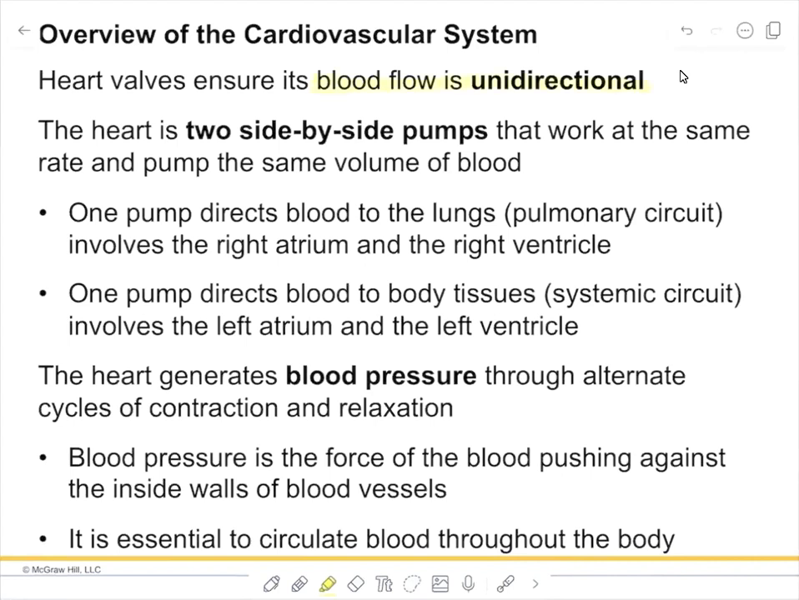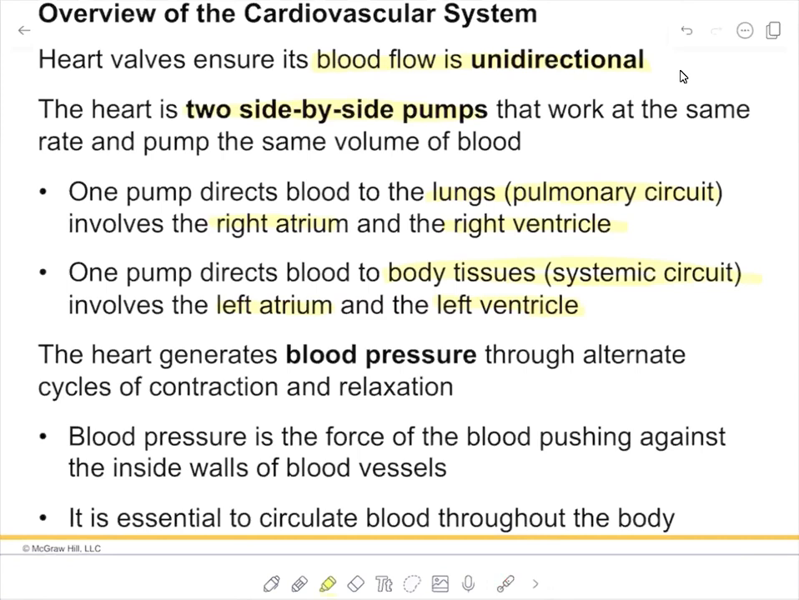The heart itself is what we call a dual pump, so it has two side-by-side pumps, and the right side of the heart is going to be responsible for the pulmonary circuit, and it includes the right atrium and the right ventricle. So it is one pump. The other pump is the left side of the heart, and it is called the systemic circuit and involves the two chambers on the left side of the heart called the left atrium and the left ventricle.